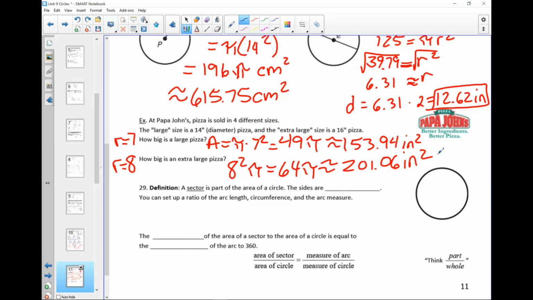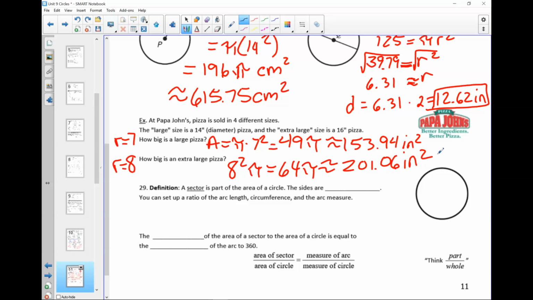So almost 50 square inches more pizza by ordering the extra large. The truth is, it's usually more cost effective to order the larger pizza. You just don't need to eat it.